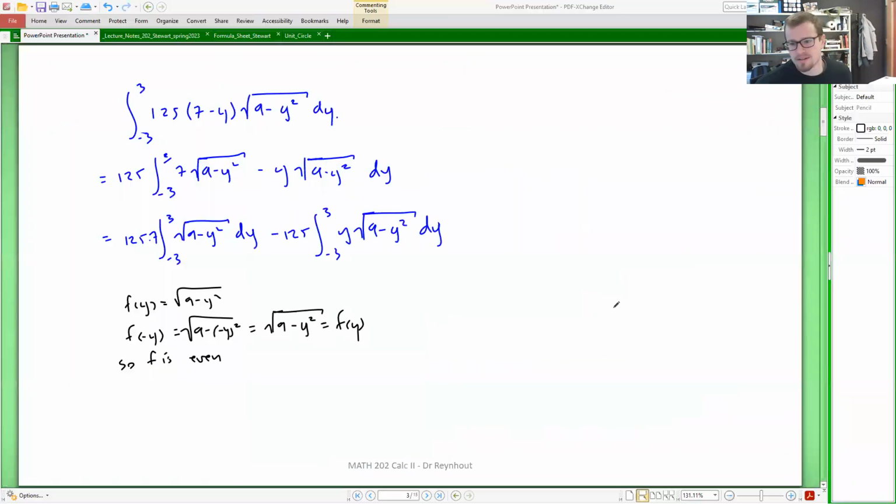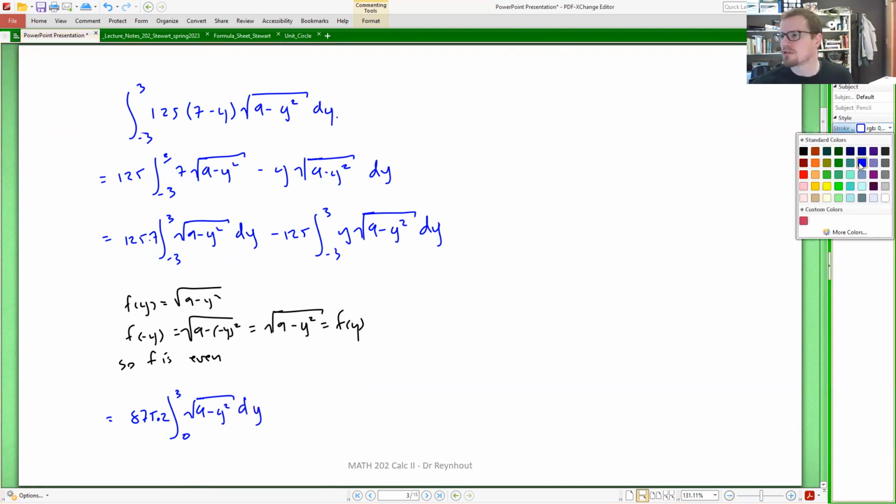Does that make a significant change? No, but it does give us a little bit of something. So 125 times 7 gives us 875 times the integral from 0 to 3. And instead of integrating from -3 to 3, it's 0 to +3, and I multiply by 2. Still the square root of 9 minus y squared, so no change, of course, in the integrand.